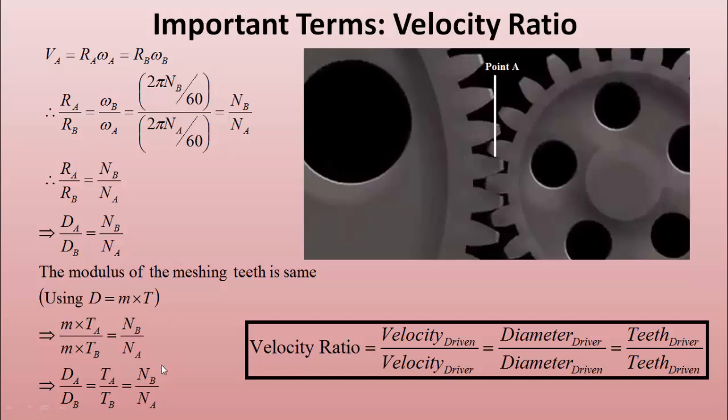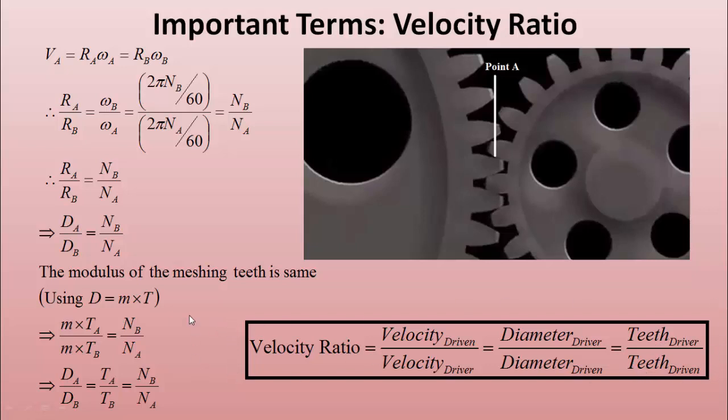So always remember this equation. This equation is very important. What is it? Velocity ratio, which is velocity of driven divided by velocity of driver, is equal to diameter of driver divided by diameter of driven, which is equal to number of teeth on the driver divided by number of teeth on the driven.